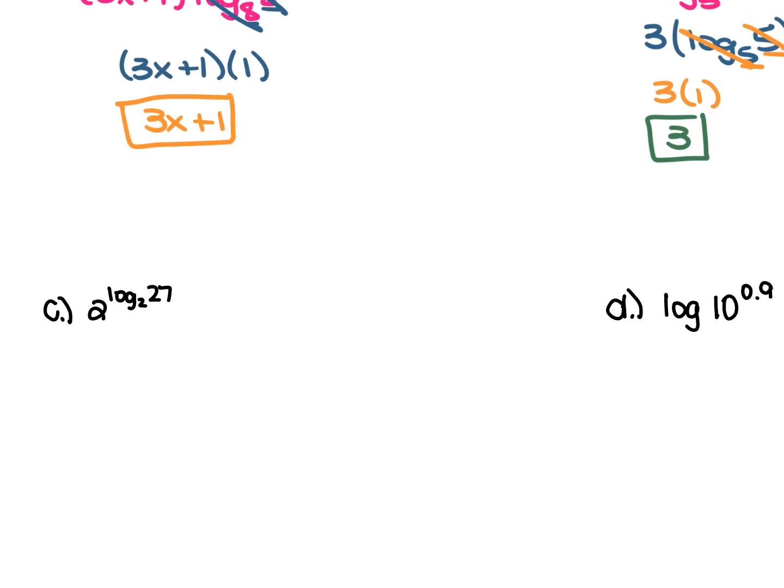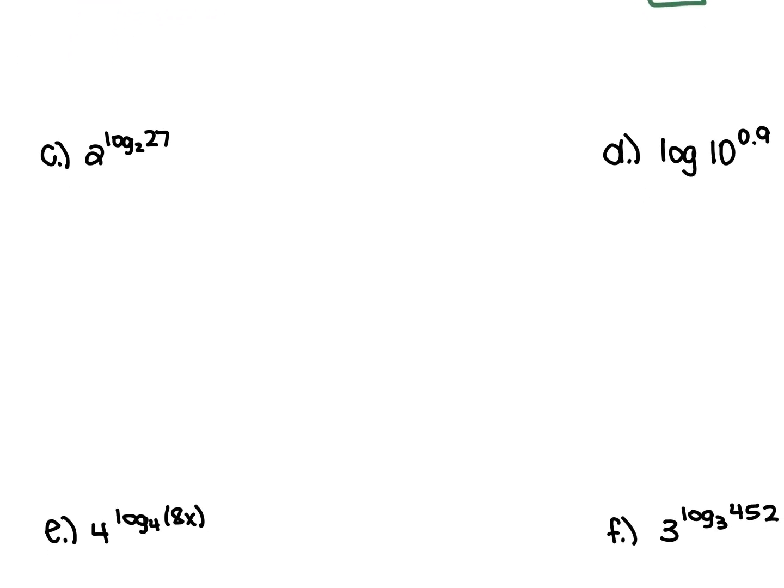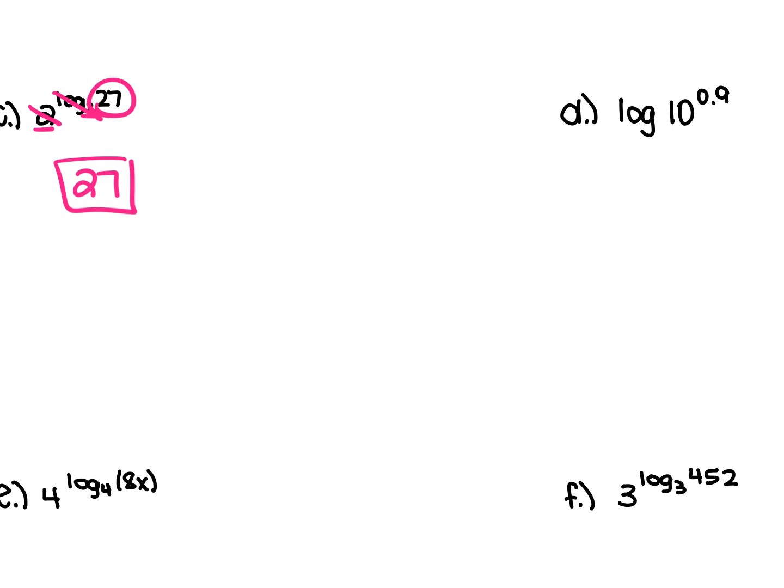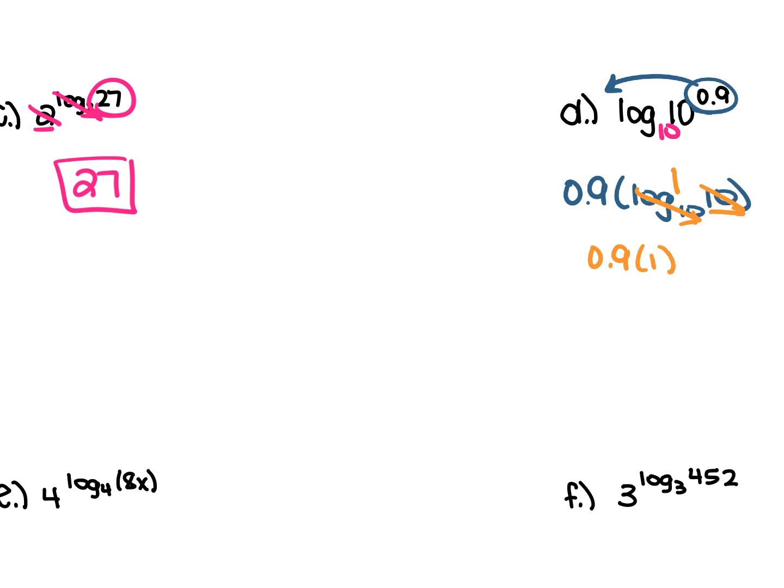For example C, you have 2 to the power of log 2 of 27. For this one, your base is the same as the base in your power, so those will cancel, and you are just left with the 27. For example D, you have log of 10 to the power of 0.9. That log has a base of 10. We know that that power goes to the front, so it's 0.9 times log 10 of 10. Base is the same as the whole number part, so this becomes 1. So it's 0.9 times 1, which is just 0.9.